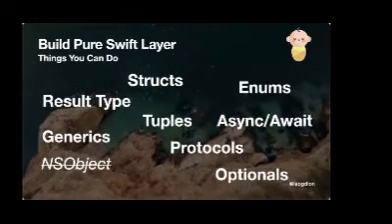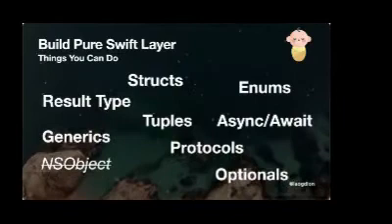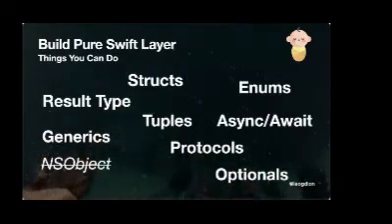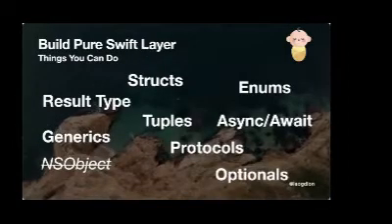Generics, real generics, advanced protocols. You don't need class. It doesn't have to be a class. It doesn't have to derive from NSObject. You can use optionals. Take advantage of those things. This is what this layer is for. Do it in the best Swift way possible.